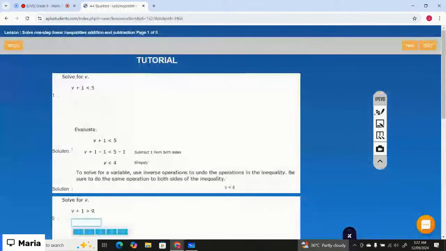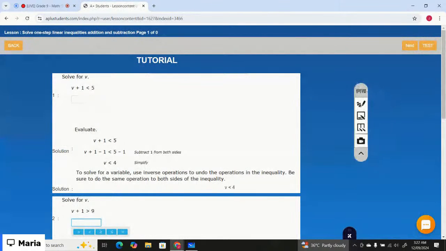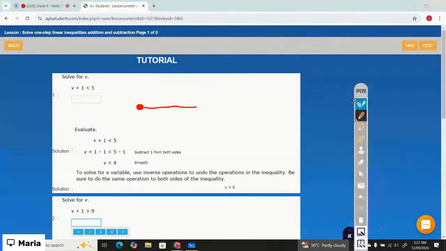Let's start with the first one: solve for v. v plus 1 is less than 5. You have to solve them exactly like you do linear equations, using the inverse operation method. Here you have v plus 1 is less than 5. You need to solve it for v, so you have to remove that positive 1. That means you need to subtract 1 from both sides. So v is less than 4, right?